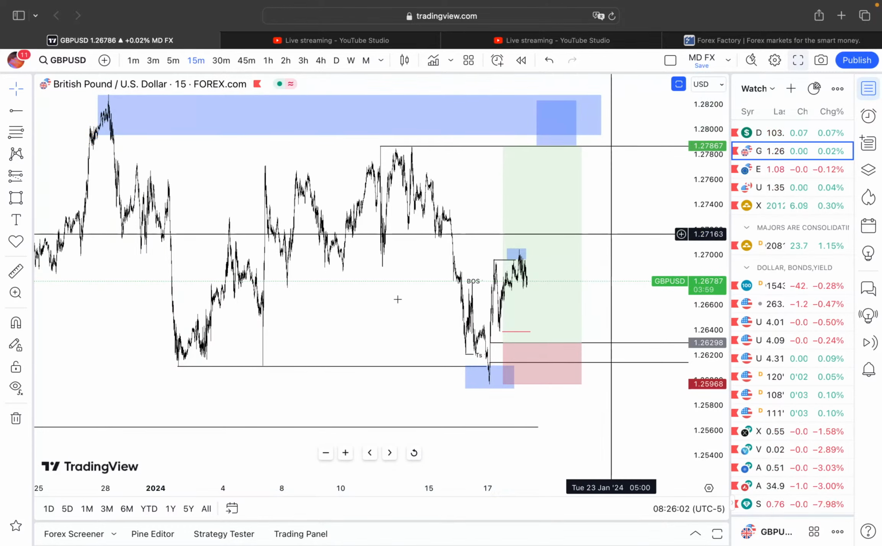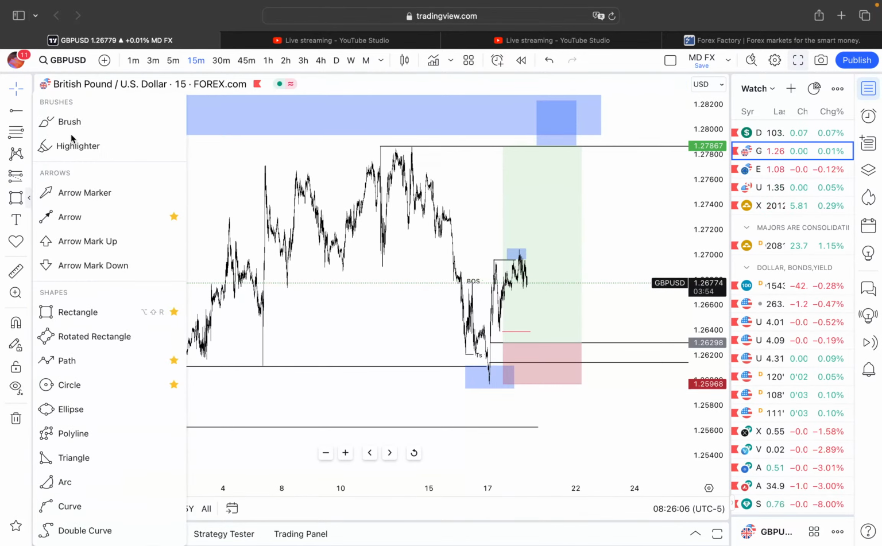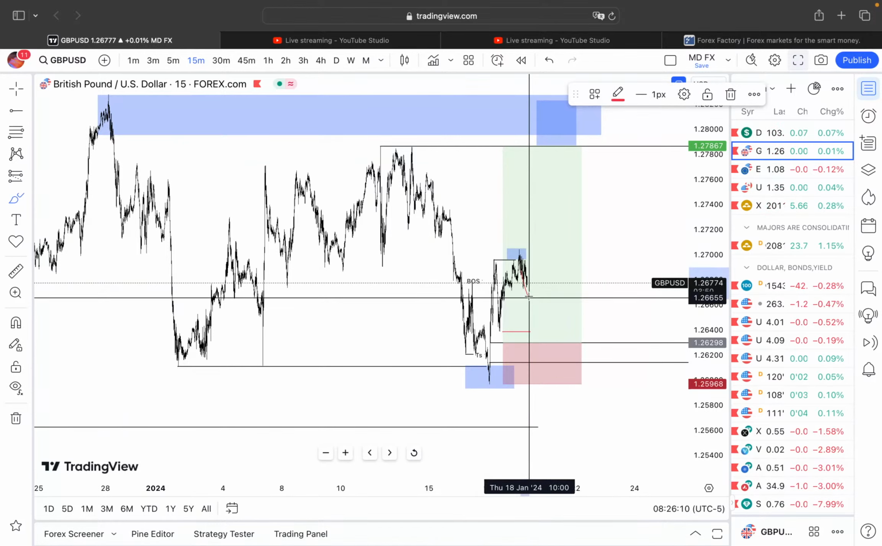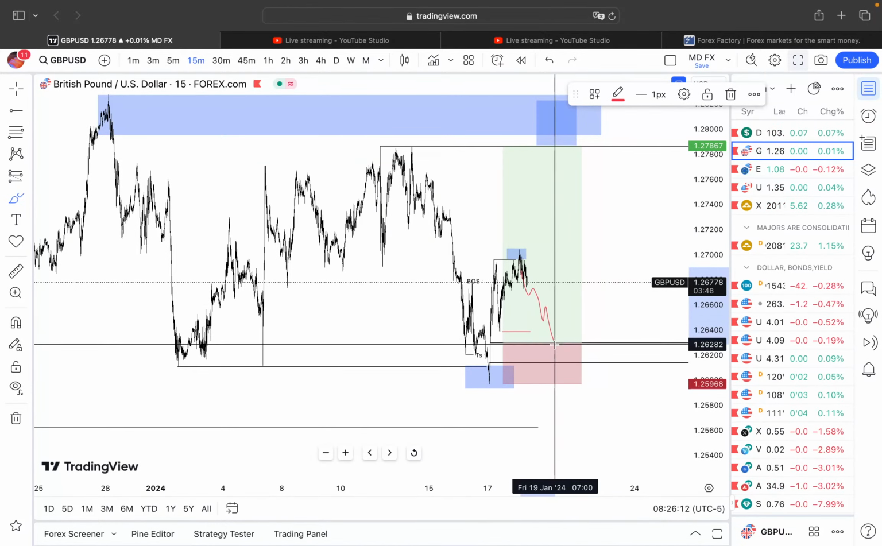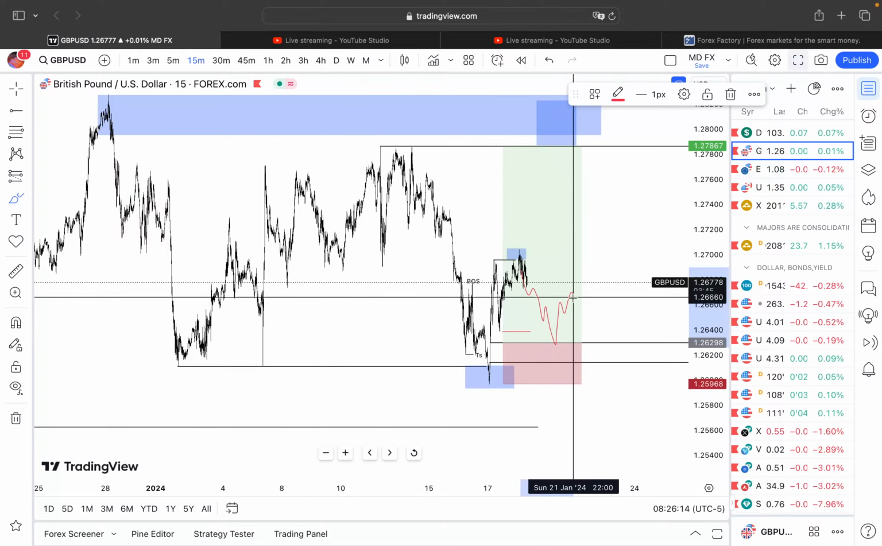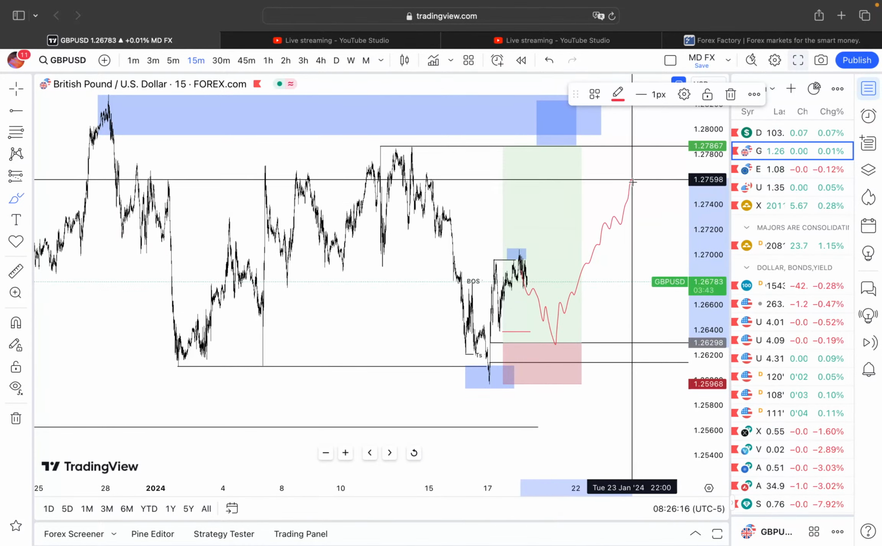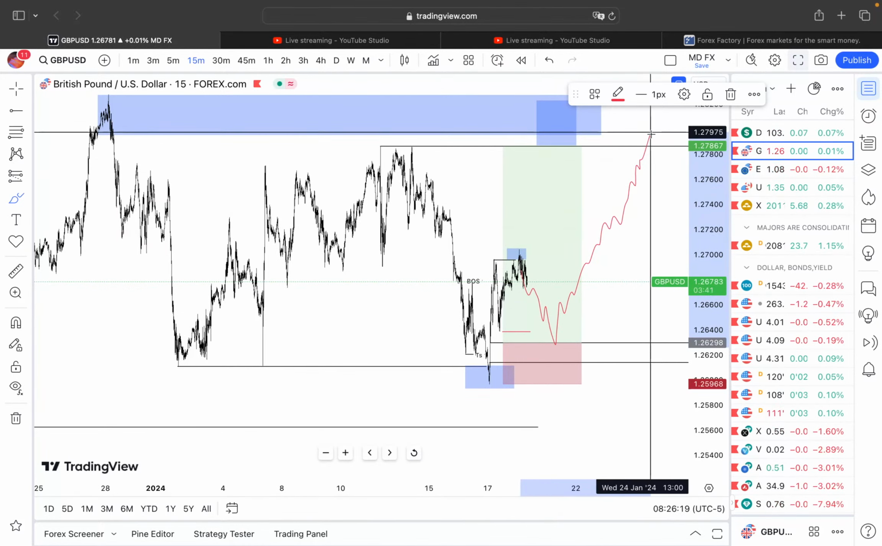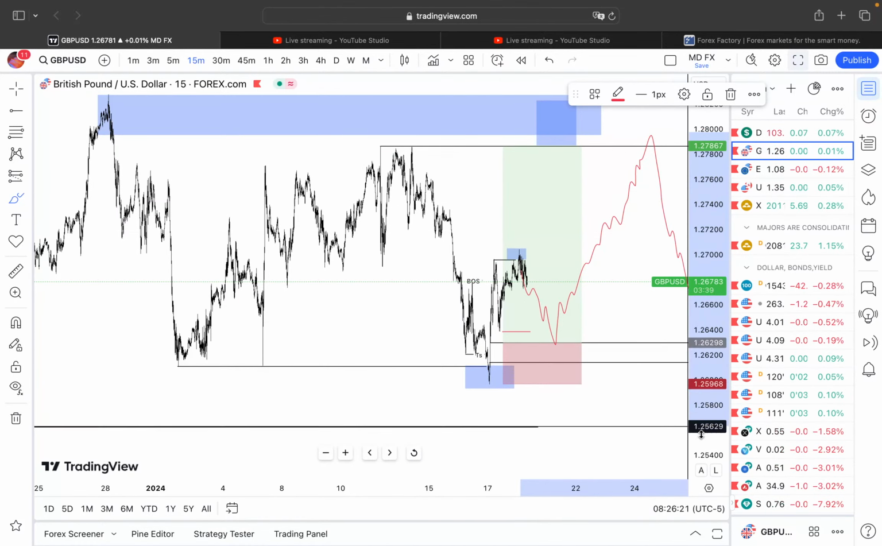So basically, this kind of move, let me show you that. Where's my tool? Okay, move like this. So down move, then tag the fair value gap, then upward, and we tag that, then we sell back from there downwards.